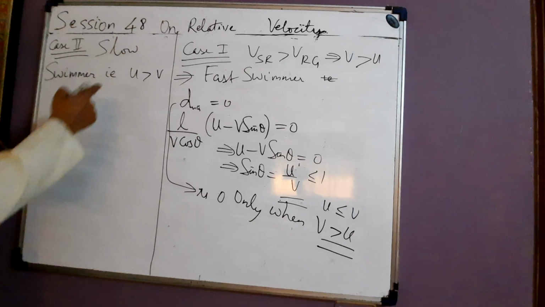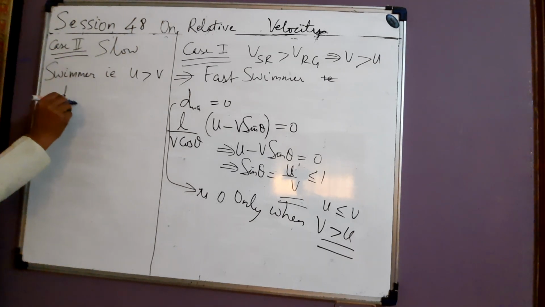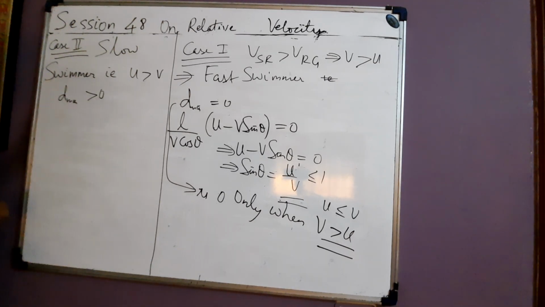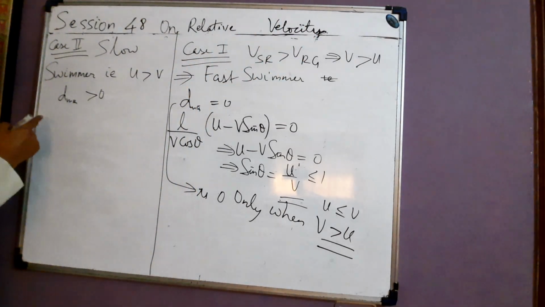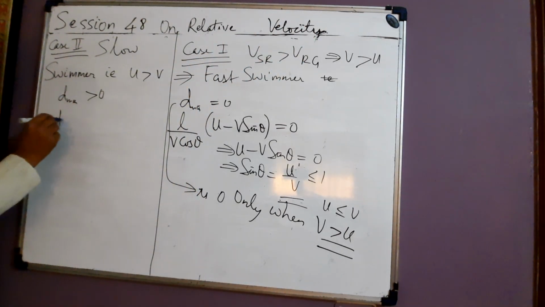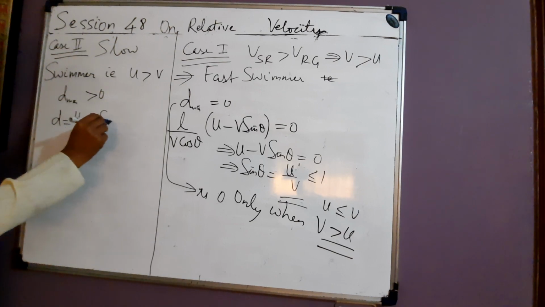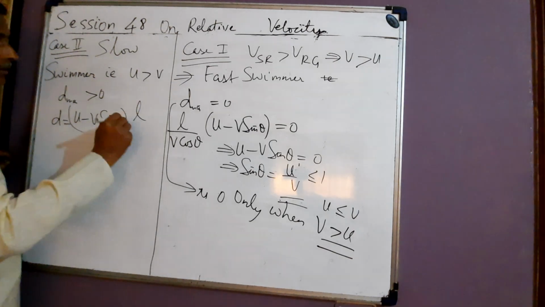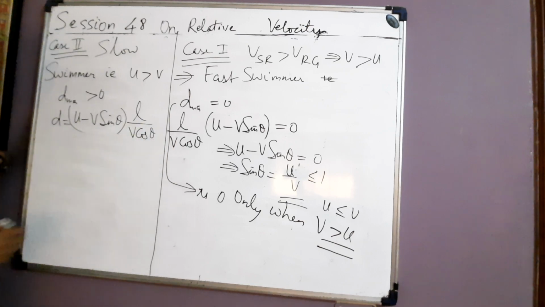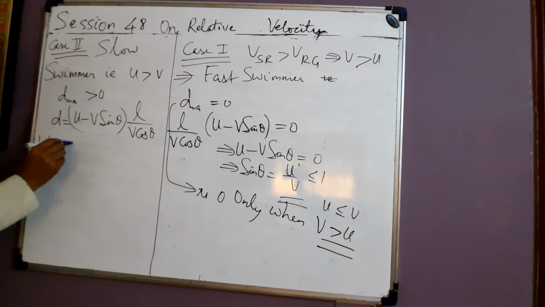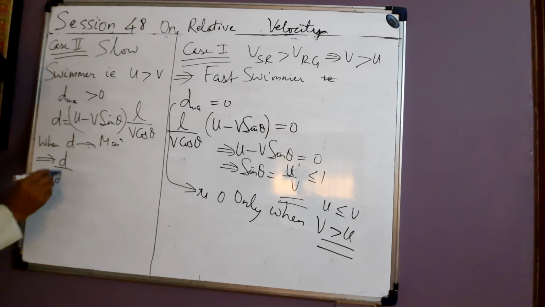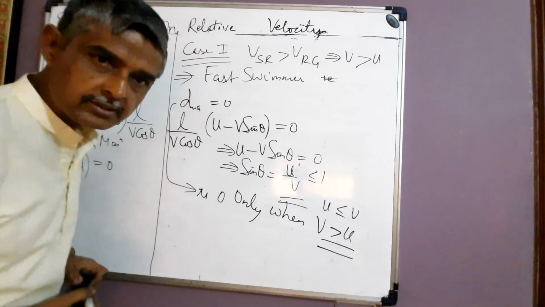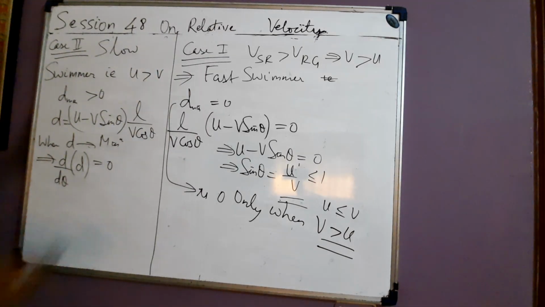Now in this case it's a matter of observation. Minimum drift cannot be 0, it has to be more than 0. Now in this case we have to find the value of D minimum. Now we use calculus. D, what we have found just now, is (U minus V sin theta) into L by V cos theta. So when D is minimum, meaning dD by d theta, where D means drift, that should be 0 from the rule of calculus.